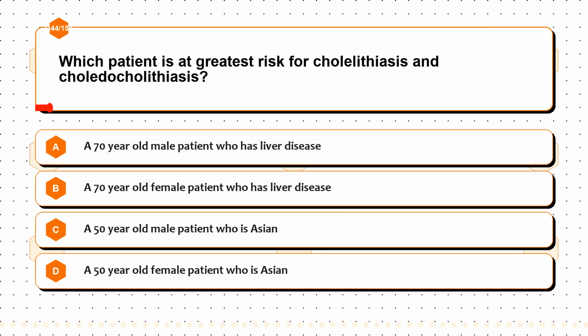Question 44. Which patient is at greatest risk for cholelithiasis and cholecystectomies? Here are the options. Option A, a 70-year-old male patient who has liver disease. Option B, a 70-year-old female patient who has liver disease. Option C, a 50-year-old male patient who is Asian. Option D, a 50-year-old female patient who is Asian.